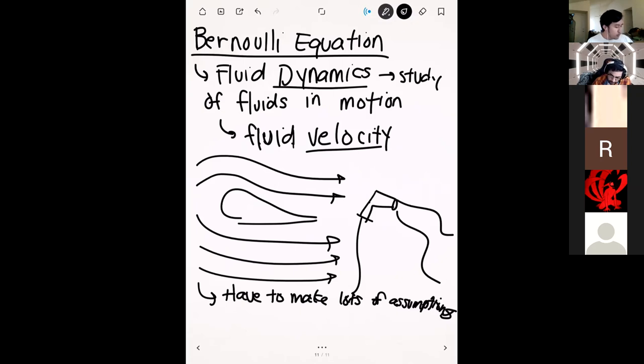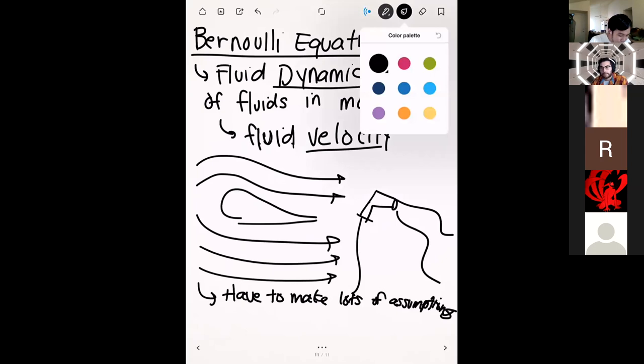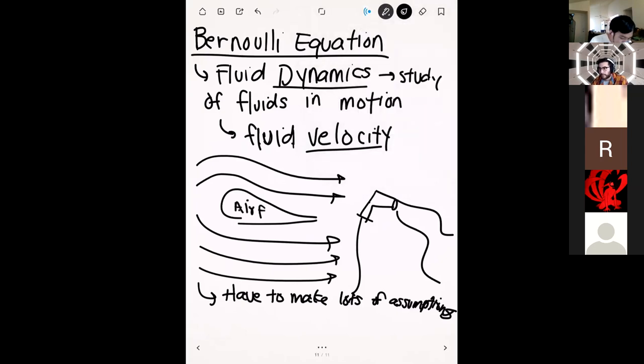Any questions before we start deriving the Bernoulli equation? Yeah, so this diagram right here is actually an airfoil. If you're flying in an airplane, this is a cross section of the wing, and what I'm showing here is the air flowing around the wing, going like that. And then the second one is my best impression of a garden hose.